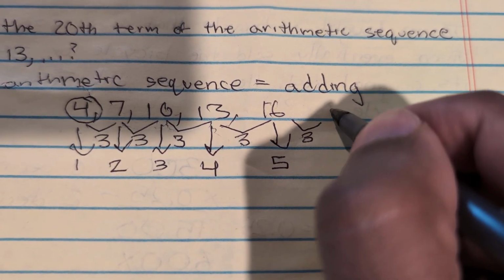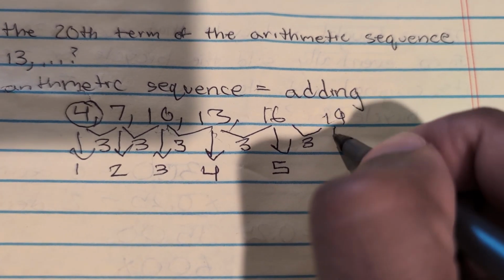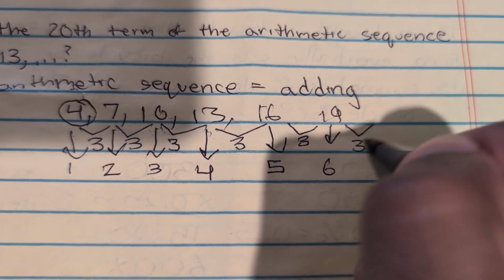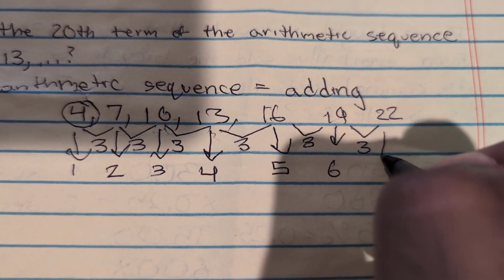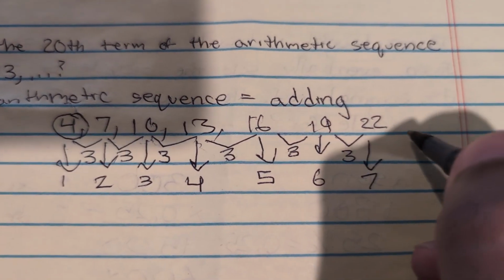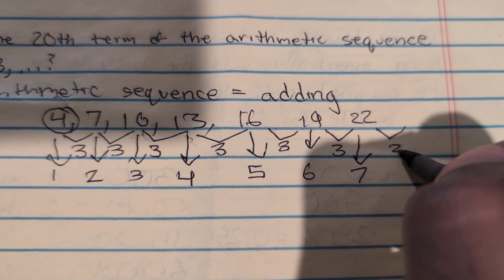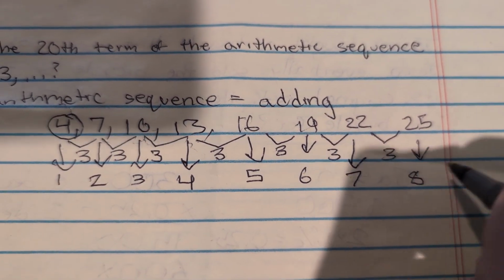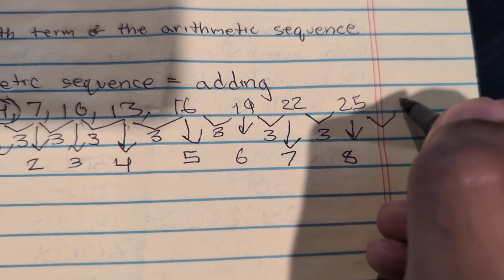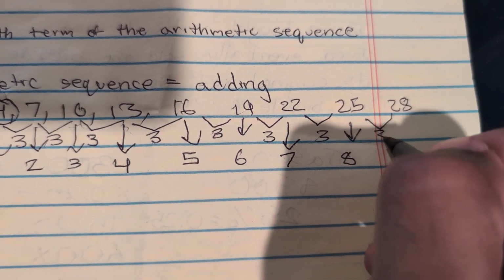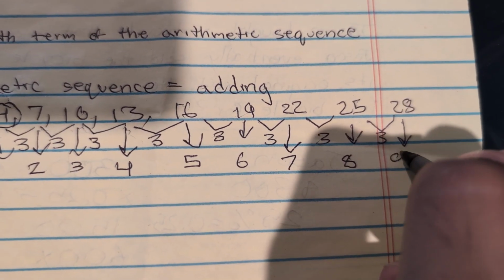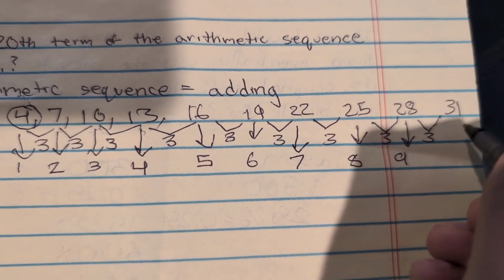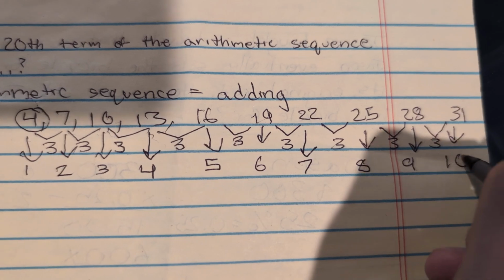So I add 3, I get 19. That'll be the 6th term. I add 3, I get 22. That's the 7th term. I add 3, I get 25. That's the 8th term. I add 3, I get 28. That's the 9th term. I add 3, 31. That's the 10th term.